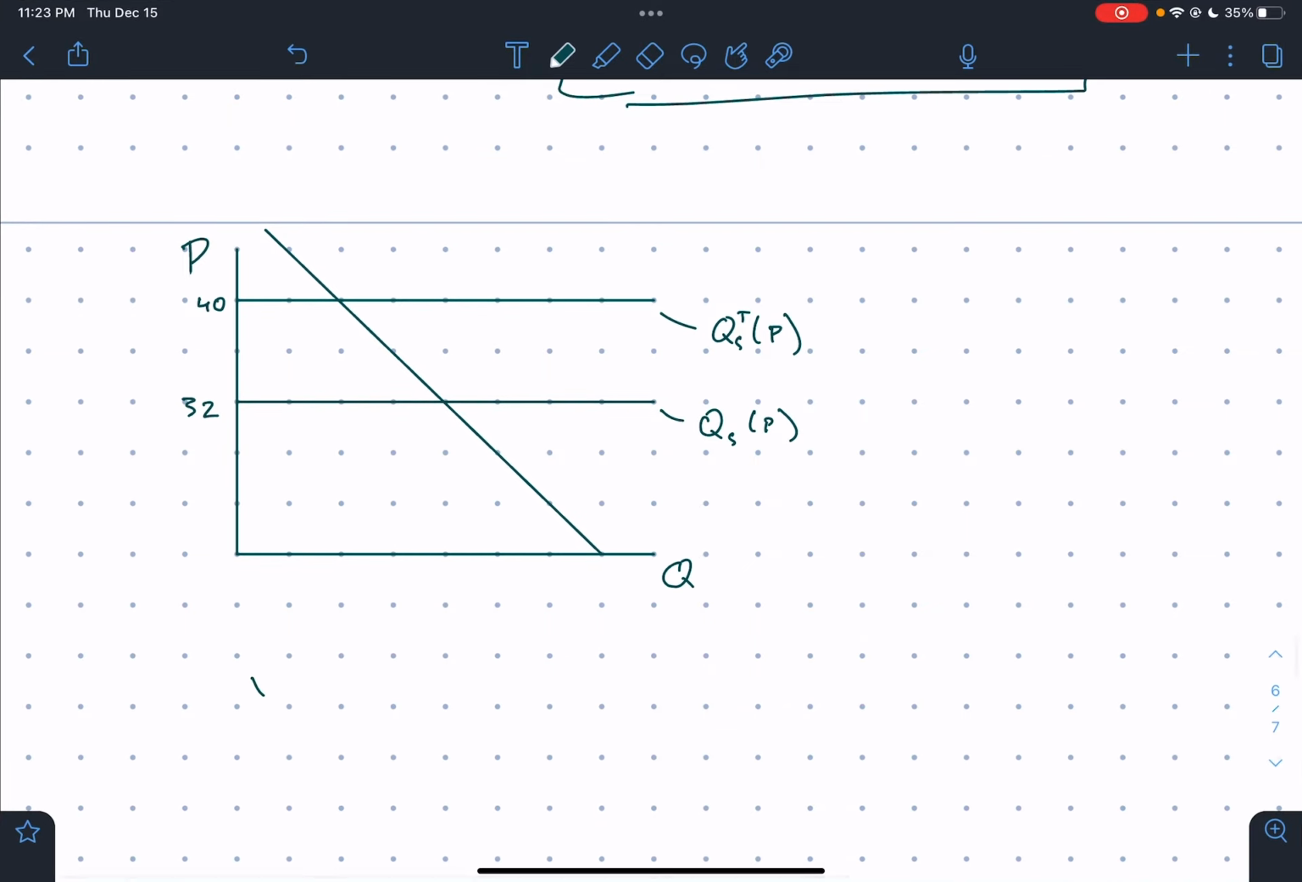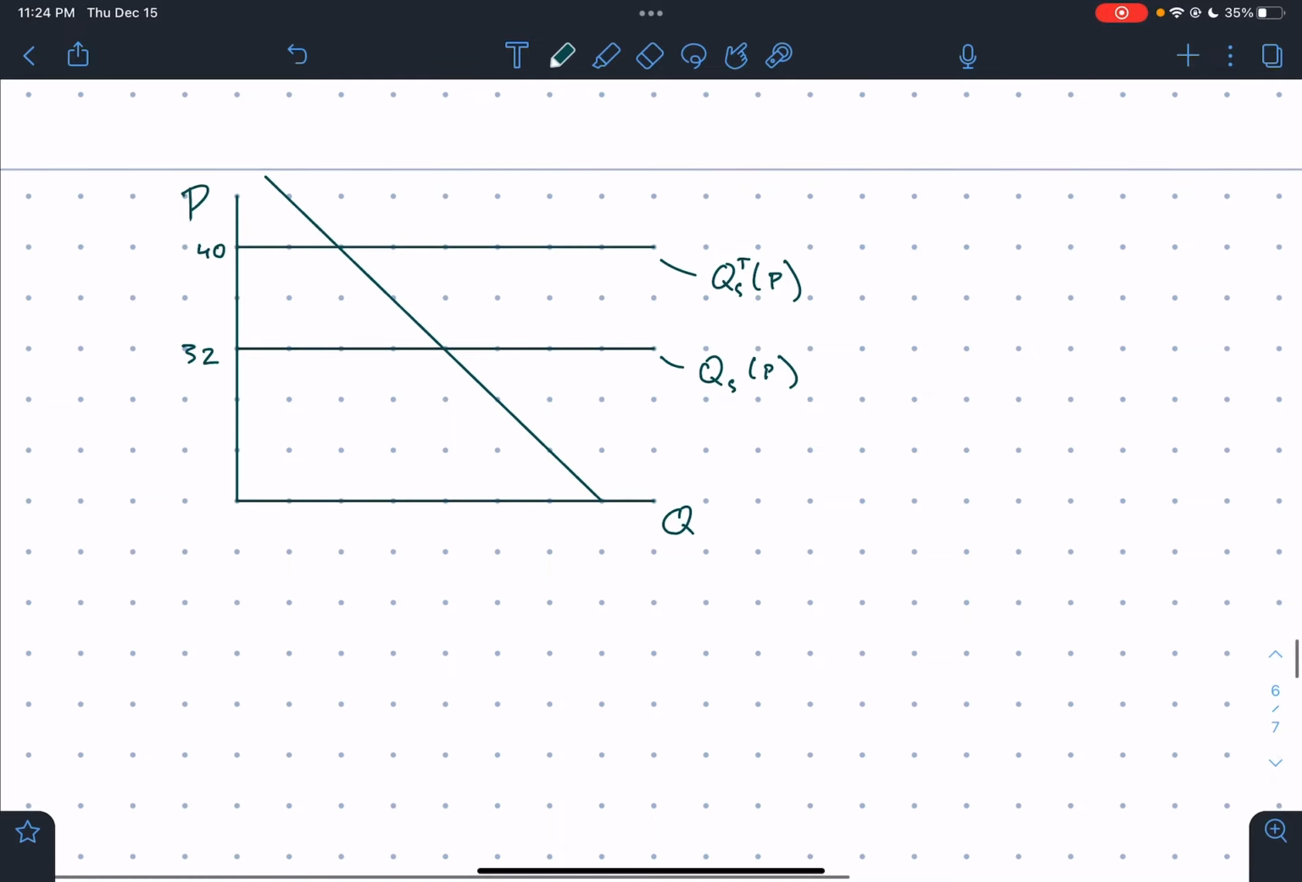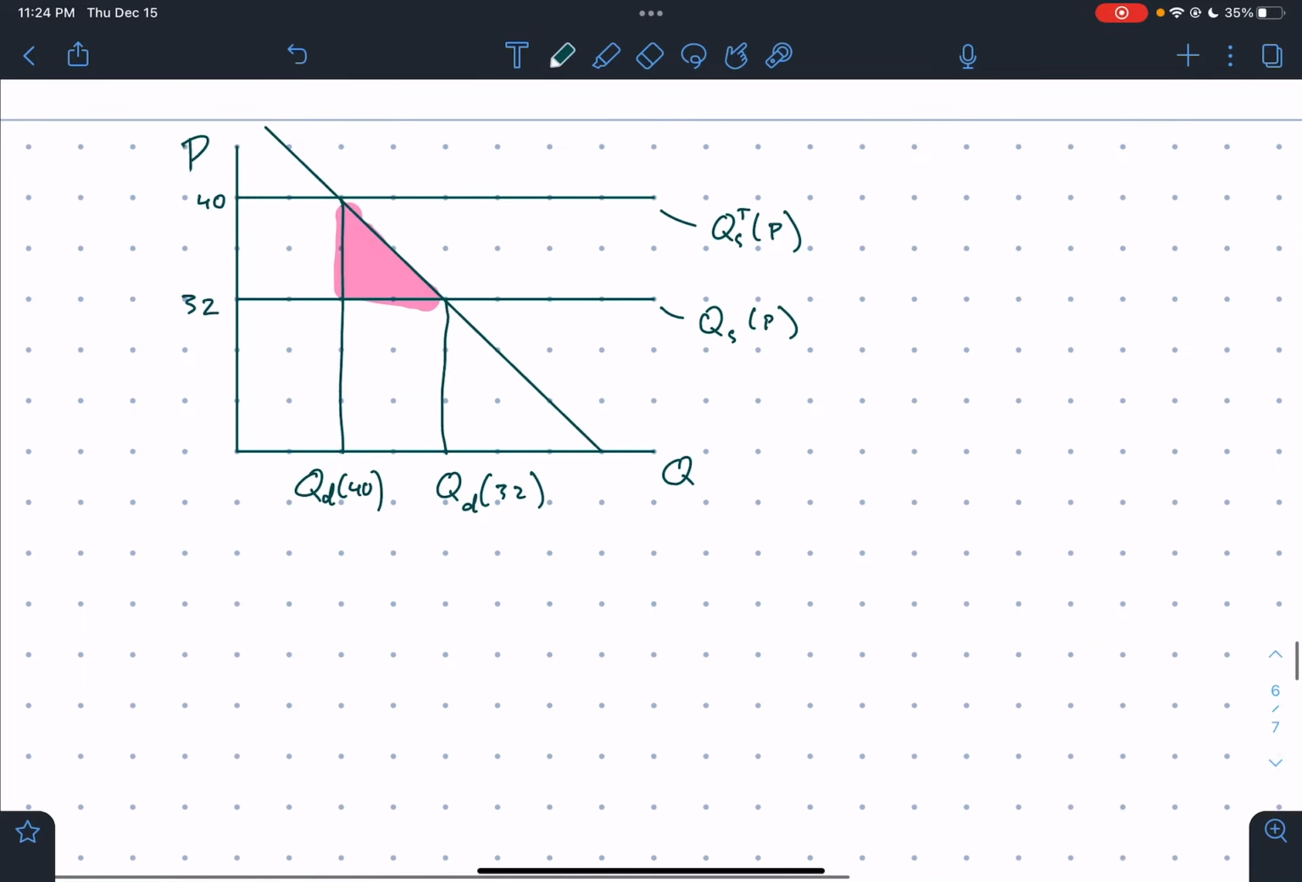Okay, so I think what we can do, so this is QD at 32. This is QD at 40. What we're going to do is look at this shaded region right here. I was a bit thrown because I don't think this demand function is exactly linear, but I think we're just going to go for it.